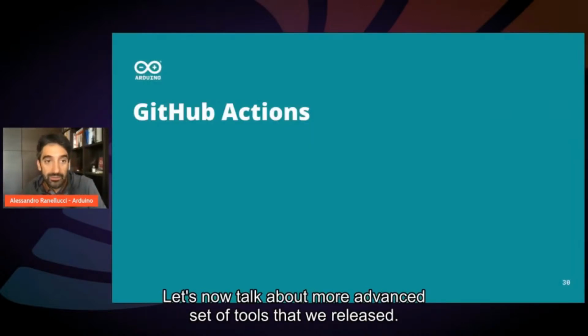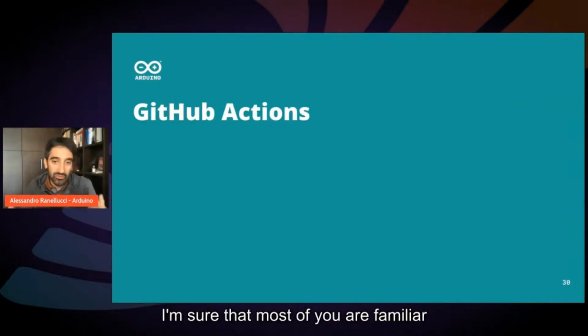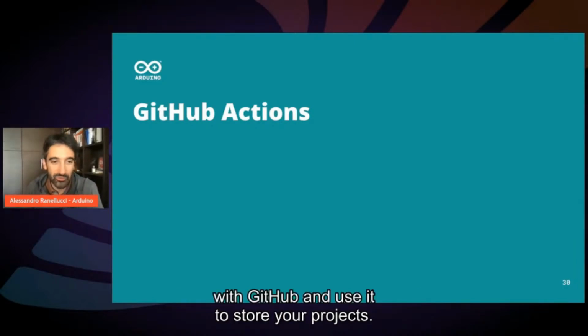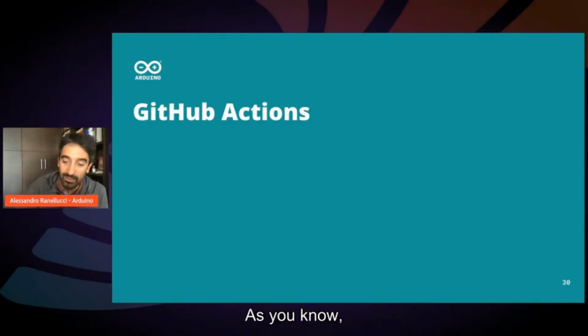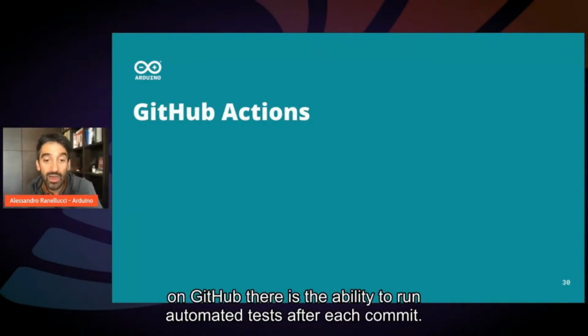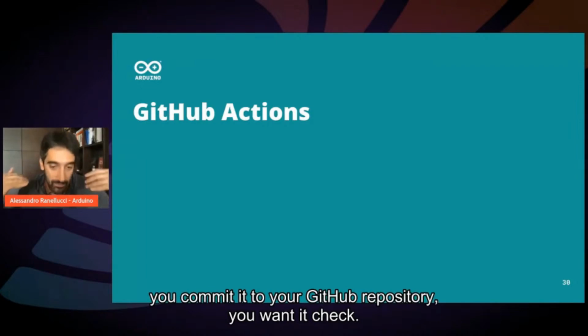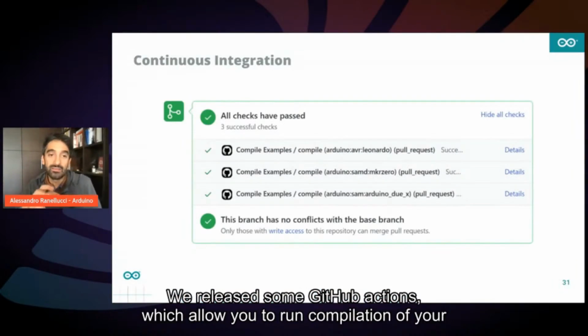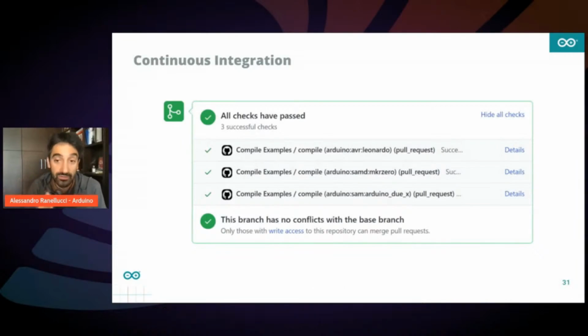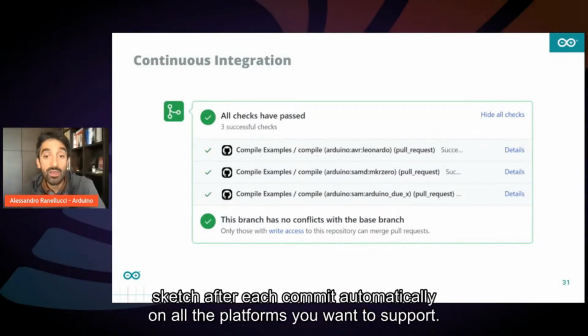Let's now talk about a more advanced set of tools that we released. I'm sure that most of you are familiar with GitHub and use it to store your projects. As you know, on GitHub, there is the ability to run automated tests after each commit. Suppose you work on a feature, you commit it to your GitHub repository, you want it checked. We released some GitHub Actions which allow you to run compilation of your sketch automatically after each commit on all the platforms you want to support.